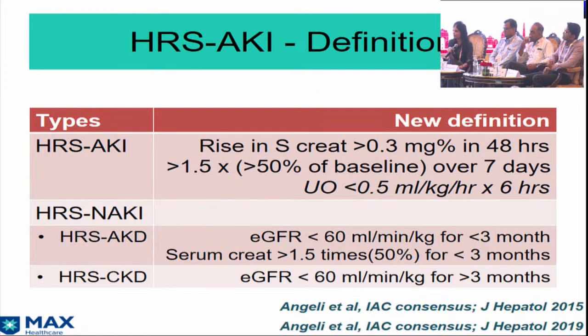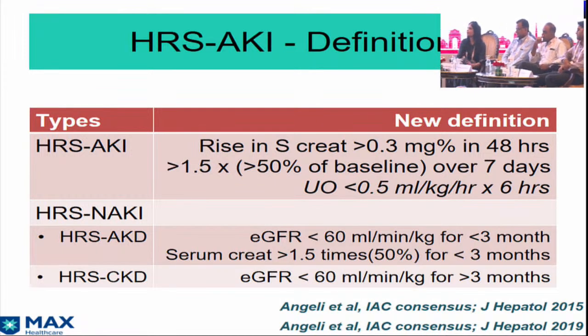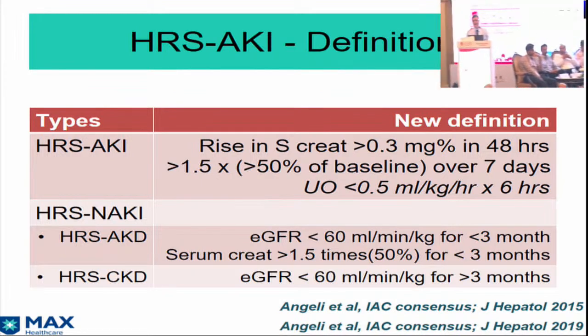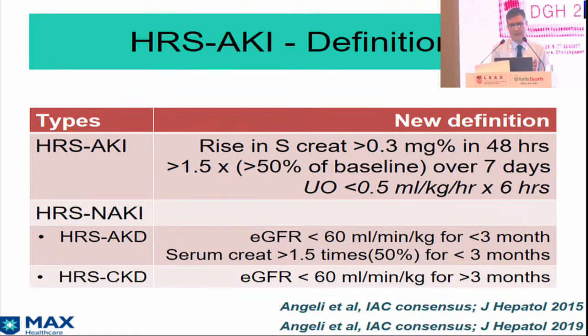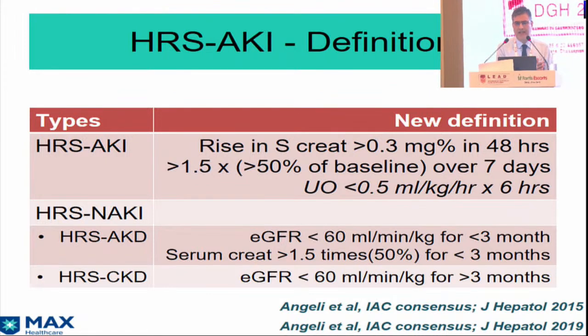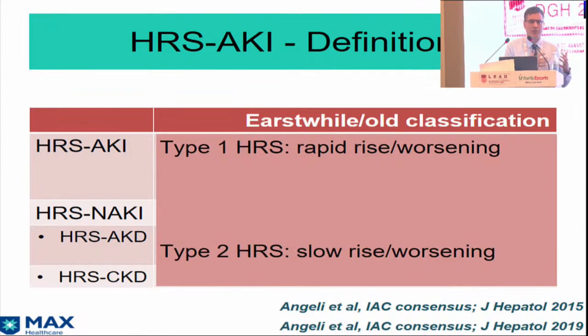To make it easier for the audience, just remember that acute presentation is AKI, subacute presentation is AKD, and chronic presentation is CKD, and chronic is more than 3 months. So less than 3 months AKD, more than 3 months CKD, 7 days AKI. Just remember these, and if you want to know what they were called earlier, the first one used to be called type 1 HRS, and HRS NAKI is the one which used to be called HRS type 2, or slow rise or worsening of creatinine. And yeah, definitely, sir.